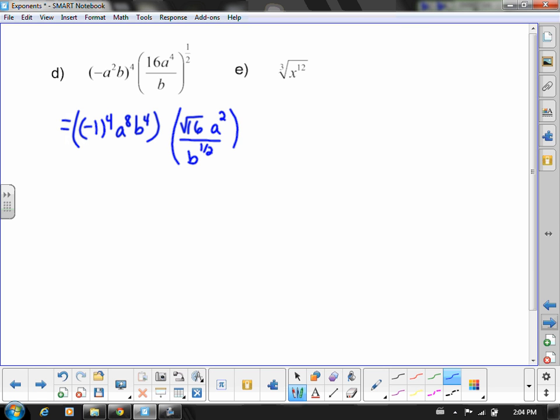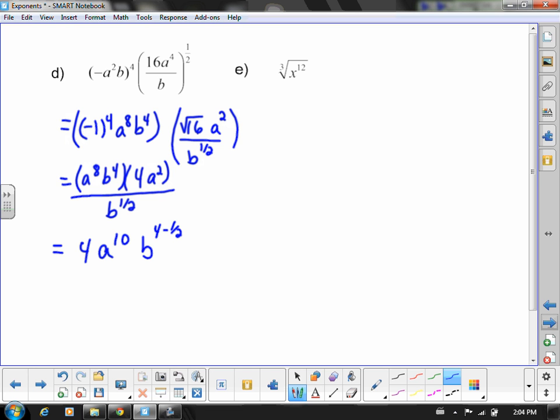So I brought that all in. Negative 1 to the power of 4 is going to go away. I'm going to have a to the 8, b to the 4, multiplied by 4a squared over b to the 1/2. So we get 4, a to the power of 10, b to the power of 4 minus 1/2. So that becomes 4, a to the 10, b to the power of 7 over 2. And I got that 7 over 2 by getting a common denominator with the 4 and change that to be 8 over 2. And then 8 take away 1 gives us 7, so that's where the 7 over 2 is coming from.